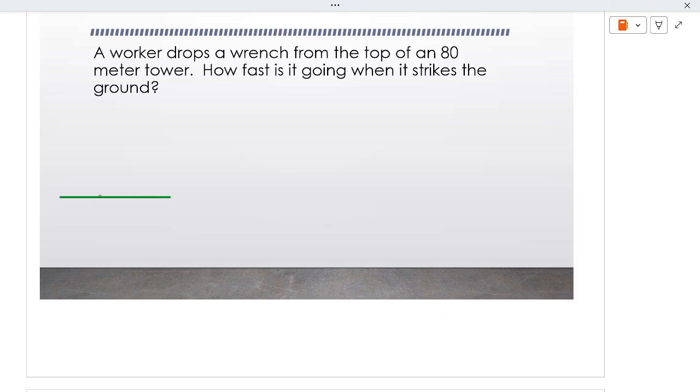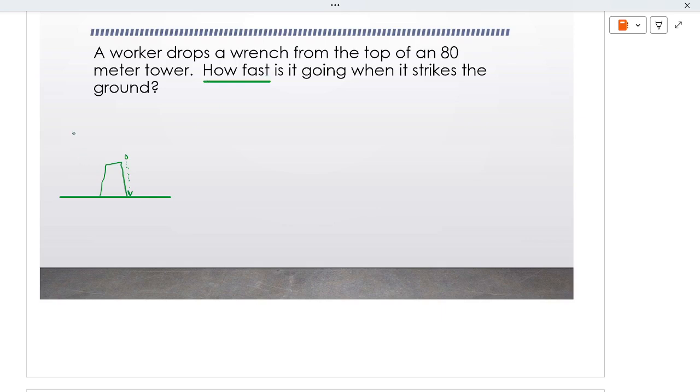Let's get our tower drawn here. There's our tower. Here is our wrench falling to the ground, and that distance is 80 meters. And the question is, how fast is it going as it strikes the ground?